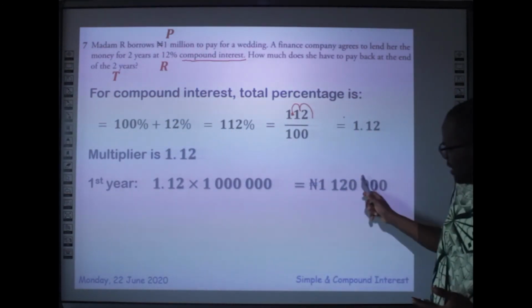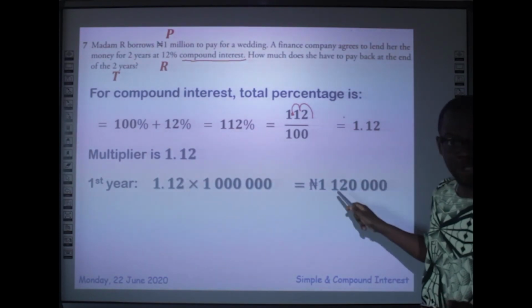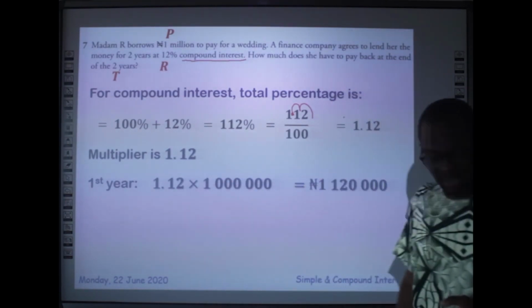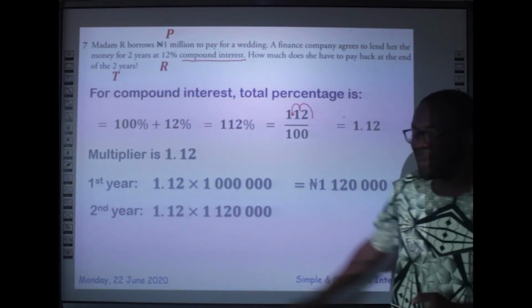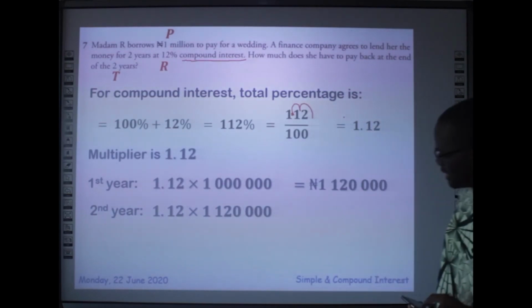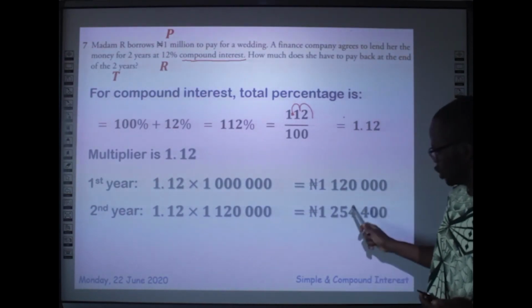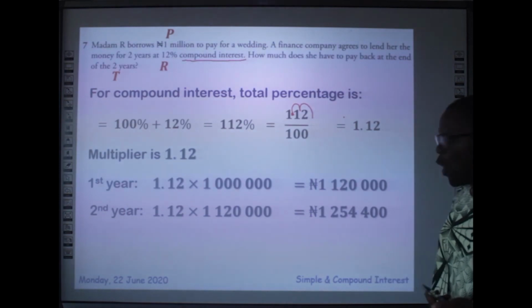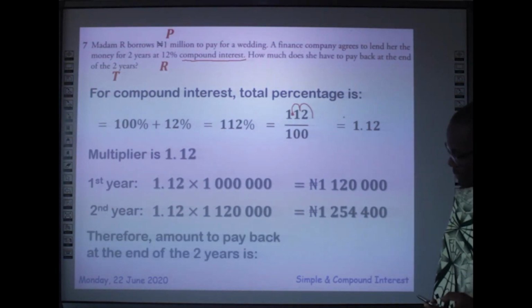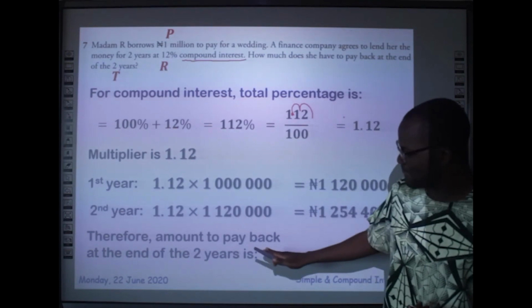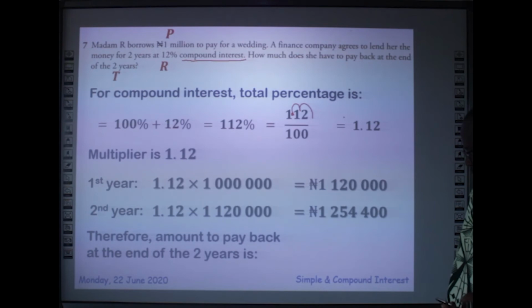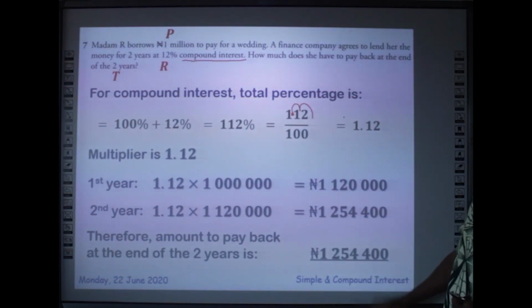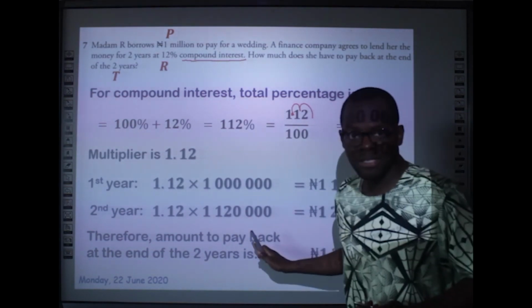So the second year, this value you've got at the end of the first year now goes on to the beginning of the second year, and you multiply that by the multiplier of 1.12. So by the end of the second year, what do you have? You have 1,254,400 naira. And so the amount to be paid back at the end of the second year will be just that, 1,254,400. Okay? And that answers the question.